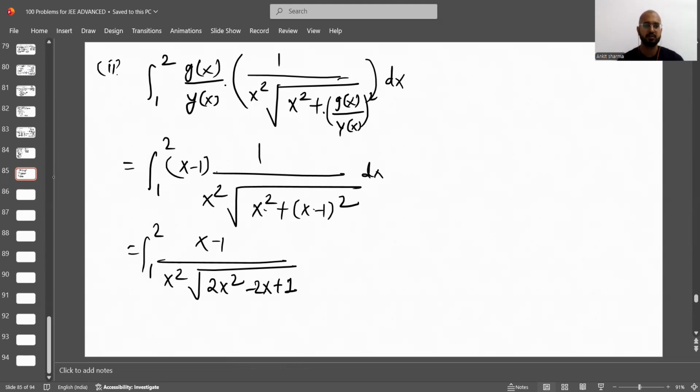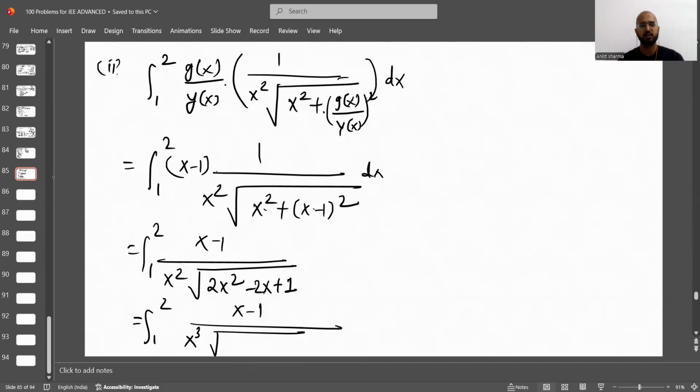Now, this is x squared and x squared. So I can think of taking x squared common from the square root part. And this leads to integral 1 to 2, x minus 1. This will be x cube here. And in the square root, I get 2 minus 2 over x, which is x to the power minus 1, plus x to the power minus 2.